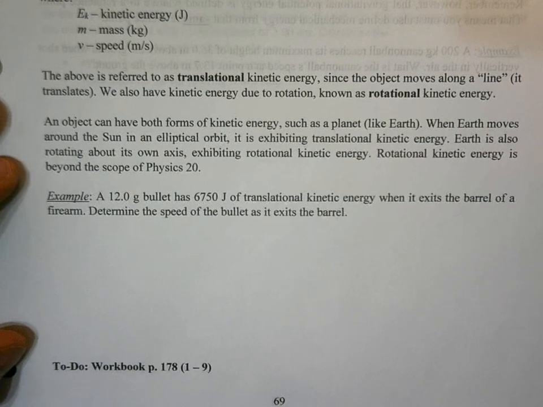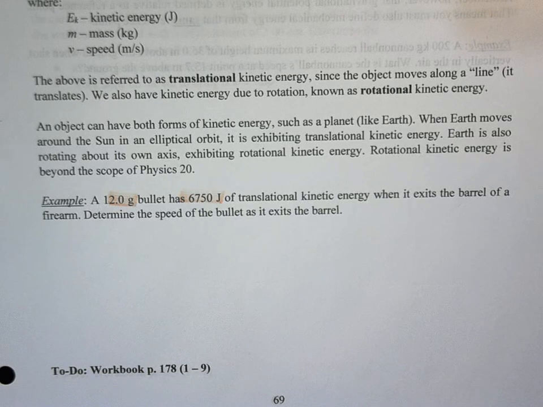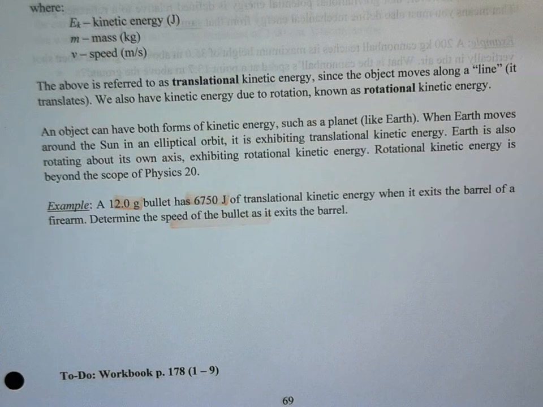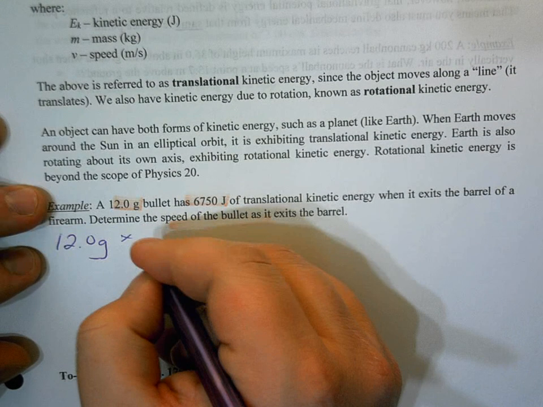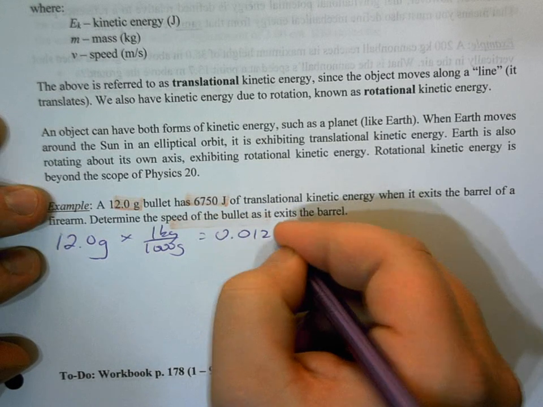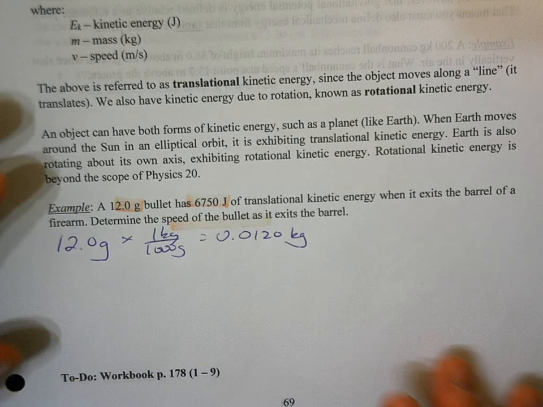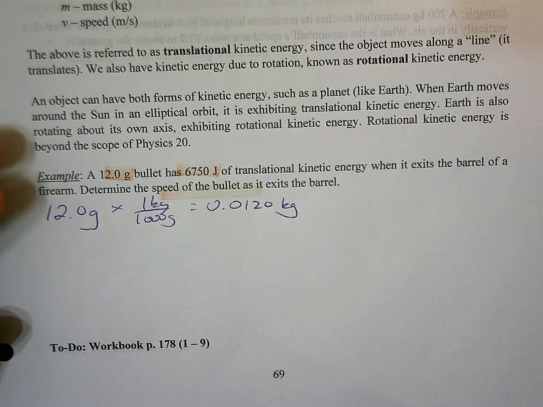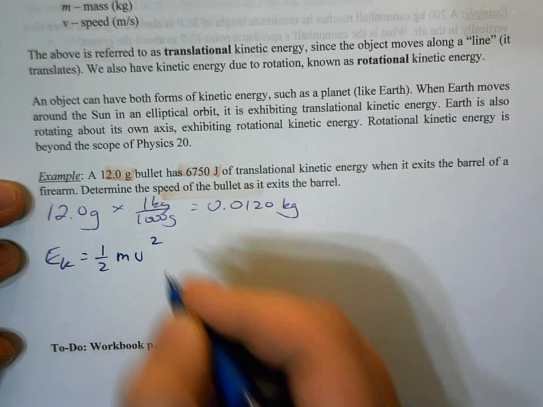So let's do a very quick example on this. So we have a 12-gram bullet. It has 6,750 joules of kinetic energy. Let's find the speed as it exits the barrel. So the only thing I don't like is the 12 grams. So we know that there are 1,000 grams for every kilogram. So that is going to give me a mass of 0.0120 kilograms. So I know that EK is 1/2 mv squared.